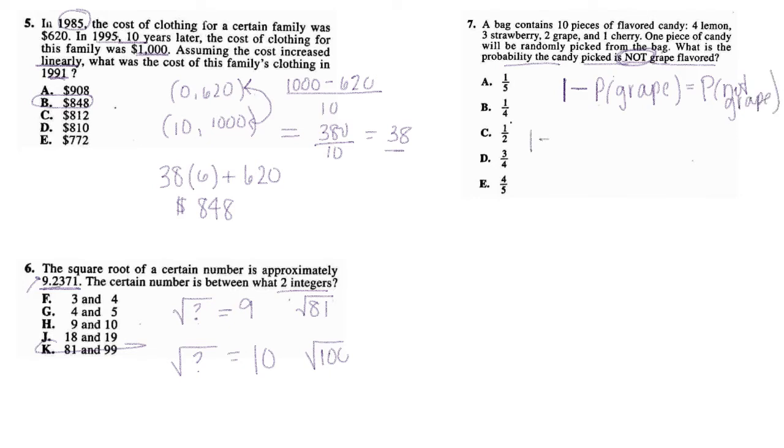So we're going to do 1 minus, and probability is what I want over the total amount. We're told that there's a total of 10 pieces of candy in the bag. And how many grape do we have? 2 grape. So it looks like I have 1 minus 2 over 10, which is probably going to give me 8 over 10. And 8 over 10 is going to reduce to be 4/5. So it looks like number 7 should be answer choice E. Okay, moving on to our next set of problems.